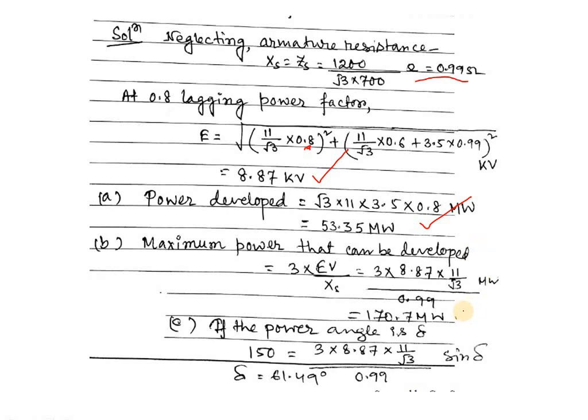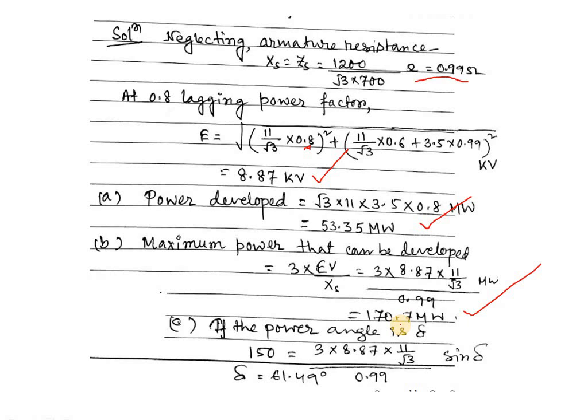So the value is 3 into 8.87 into 11 by root 3, the whole divided by 0.99. The value of XS we have already calculated. So we get the maximum power developed in this case as 170.7 megawatt. All these working formulas we will discuss in my next lecture, but here I am just pointing out the problems which generally come up related to the synchronous machine.